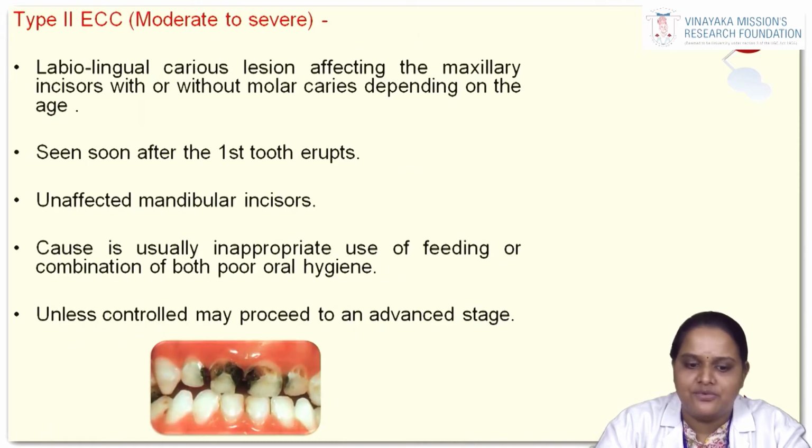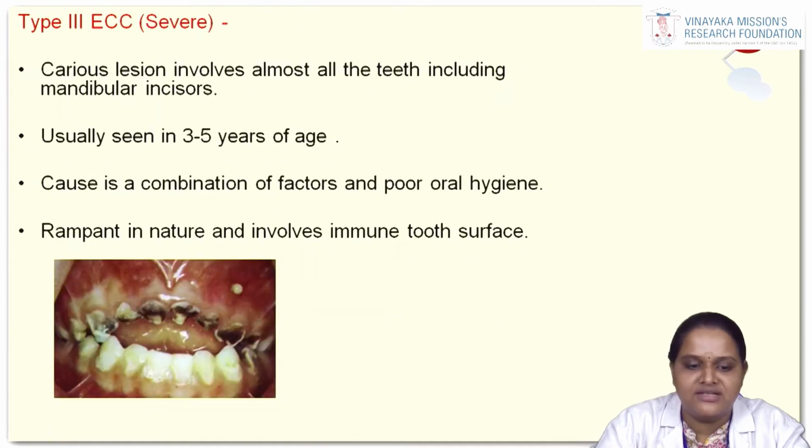The next is about type 2. It ranges from moderate to severe. It involves labiolingual caries lesions affecting the maxillary incisors with or without molar caries depending on the age of the patient. It is seen soon after the first tooth erupts in the oral cavity. Here the mandibular incisors are not affected. The cause is mainly improper feeding practices combined with improper oral hygiene. Unless controlled, it might lead to the next stage, that is more severe and traumatic.